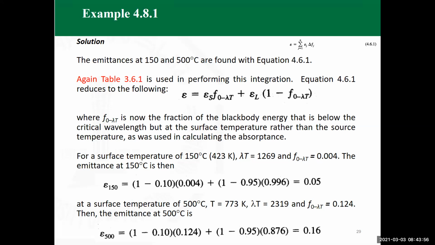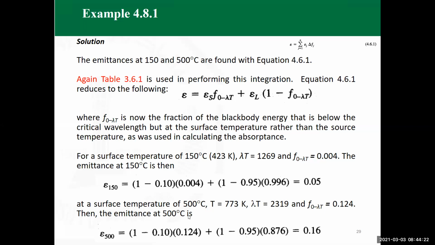So energy falling into that surface has actually heated the surface, increased the surface temperature. The surface temperature reaches 150 centigrade, but it emits only 5% of the energy that it has. So it is receiving 88% and it is only emitting 5%.